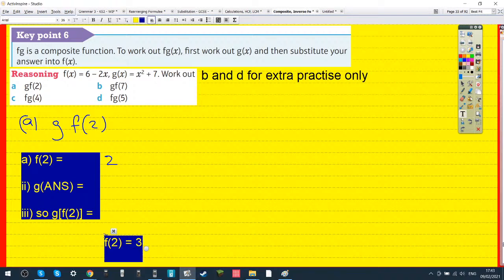Okay, so F and G. You have to start off with G. So 4 squared plus 7. That's 23.